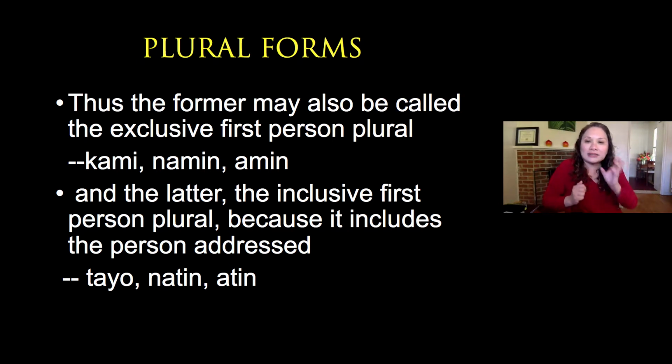Okay. Now, what about tayo, natin, atin? So this is the inclusive first person plural because it includes the person addressed. So we can say tayo, natin, atin. Okay? So again, ating bahay, you put atin before the noun. So it's our house also. When you say bahay natin, it means house, our. Okay? And atin, remember it has two meanings. It can mean our, it can mean ours.